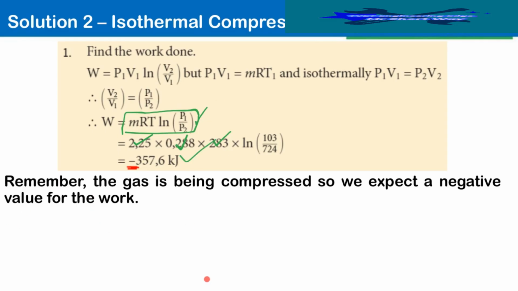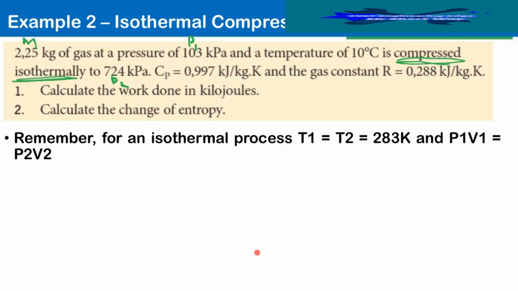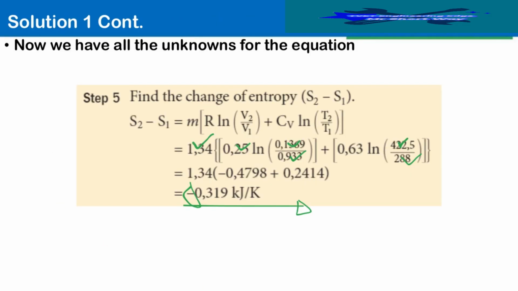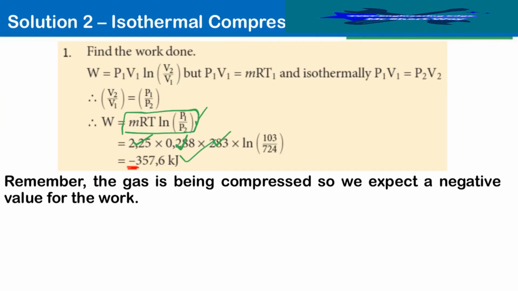And then from there on, part 2 of the question was calculating the change in entropy. Once again, you write the equation out for change in entropy, you figure out what the missing variables are, and then you simply plug it in and you solve.